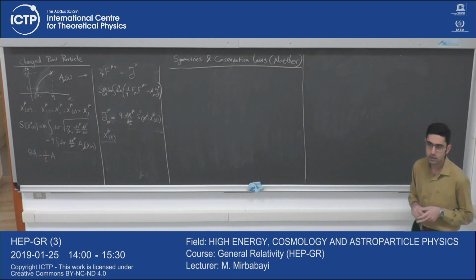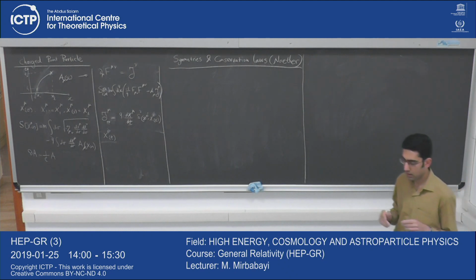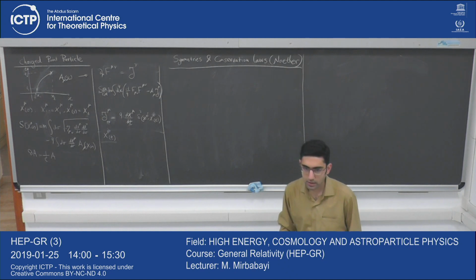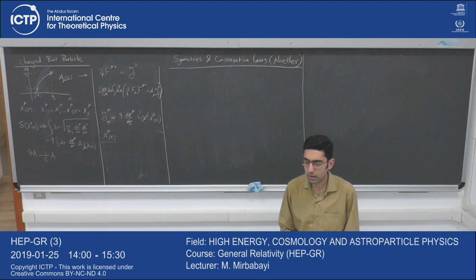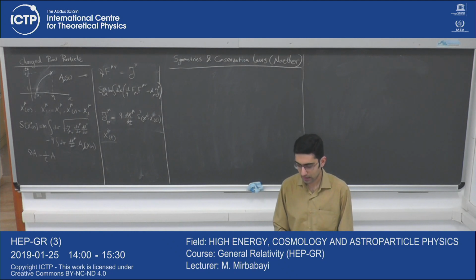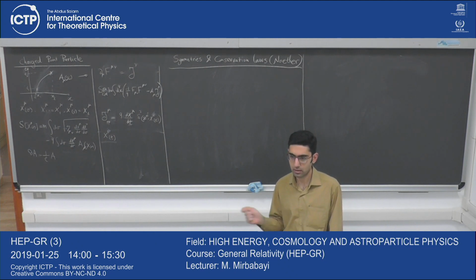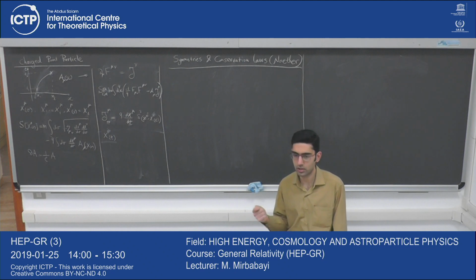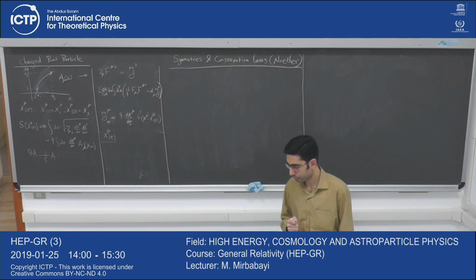So the idea is that the symmetries of whatever theory we have have consequences. They lead to conservation laws. You have probably seen in classical dynamics that time translations lead to energy conservation, space translations lead to momentum conservation, and rotation symmetry leads to angular momentum conservation.